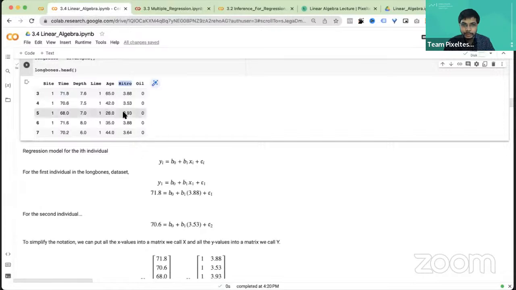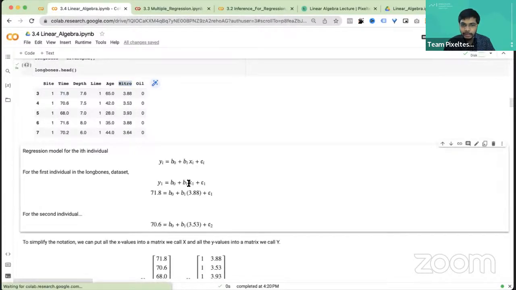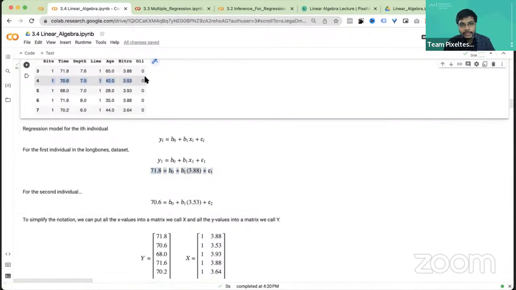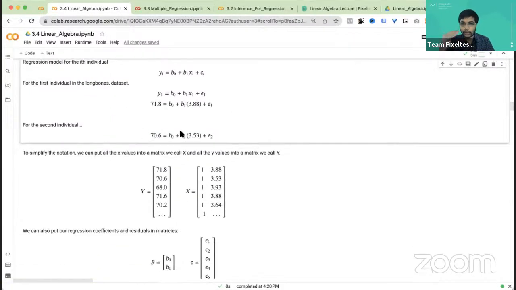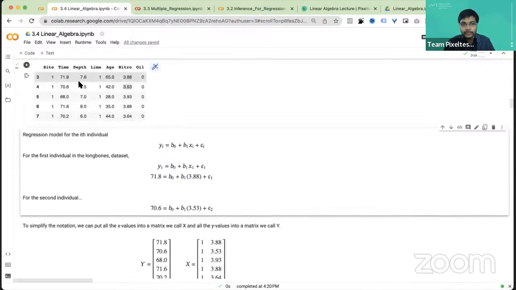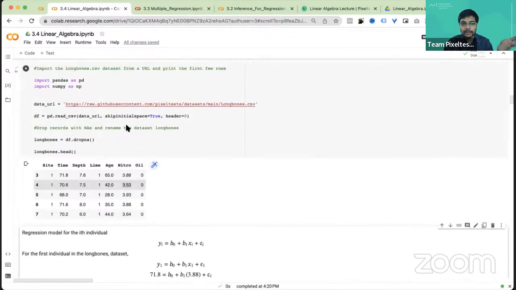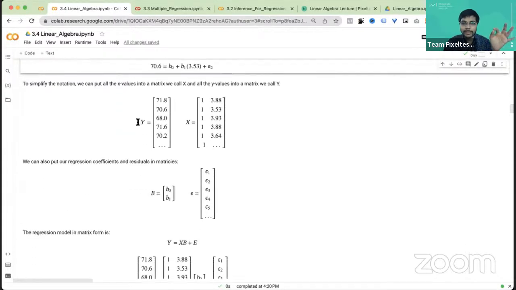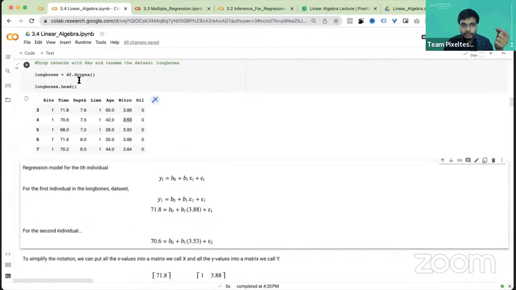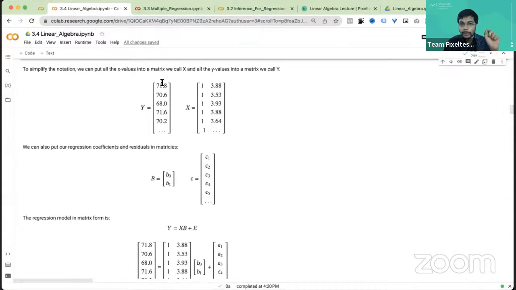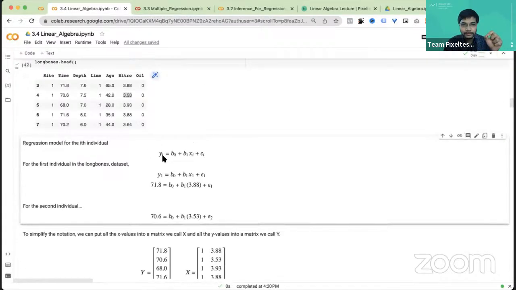When we just see the relation between time and nitro, the equation would be 1x1, 1y1, right? So this is how it is going to be. For example, if you want to do it for the second individual, y would be 70.6 and x would be 3.53, right? So this is how we get the equation of each individual record or observation. Now, what happens behind the scenes when we are doing the linear regression model is that the whole data set is being taken into matrices, right? So y here was taken, the whole of this time column was taken here.